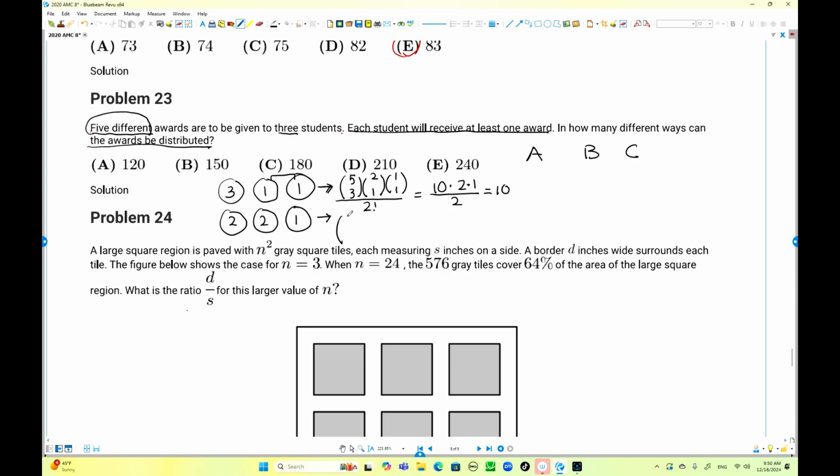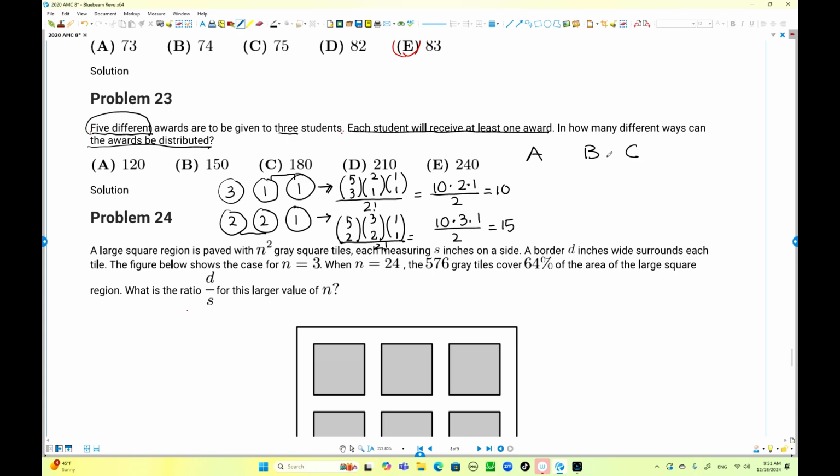The next one is 5 combination 2 and 3 left, 3 combination 2 and 1 left, still 1. But still, these two numbers are equal. You need to divide by 2 factorial, okay? That's the formula, right? So this is 5 combination 2, which is still 10, times 3 combination 2 is 3, and 1 combination 1 is 1, okay? Over 2 factorial, still 2. That equals 15.